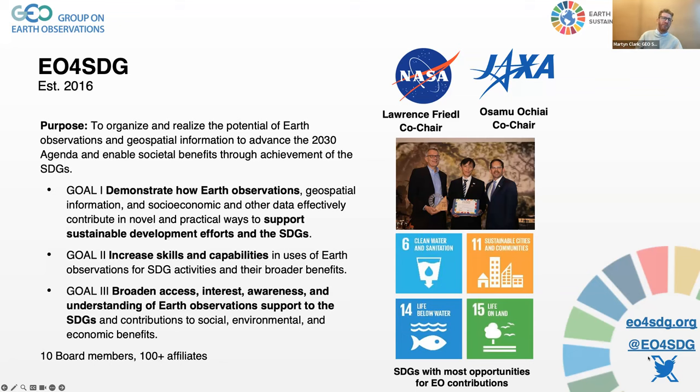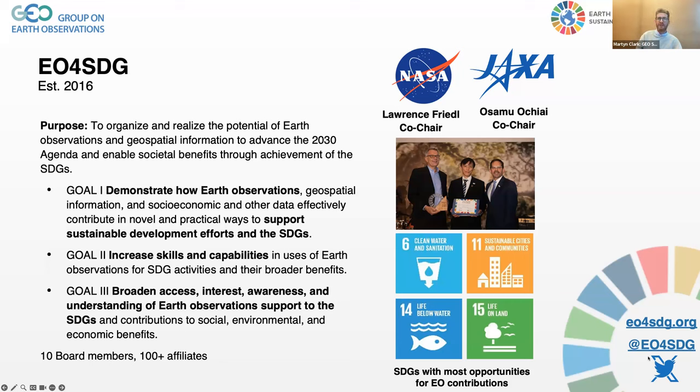We've got a board that's been established with 100 plus affiliates and a variety of organizations that support the implementation of this project. There are four SDGs that we currently cover: 6 on clean water, 11 on sustainable cities, 14 on life below water, and 15 on life on land. And there's around 24 individual indicators that we can use Earth observations to measure and monitor.